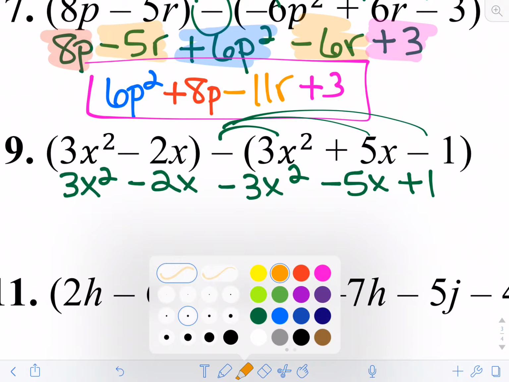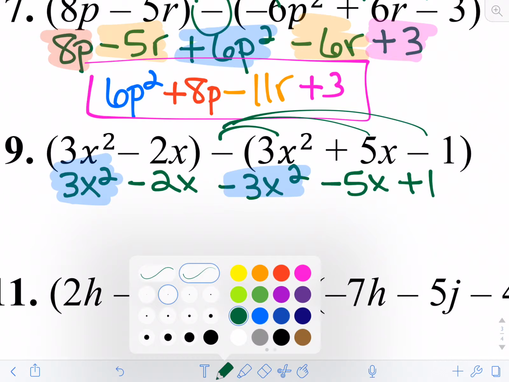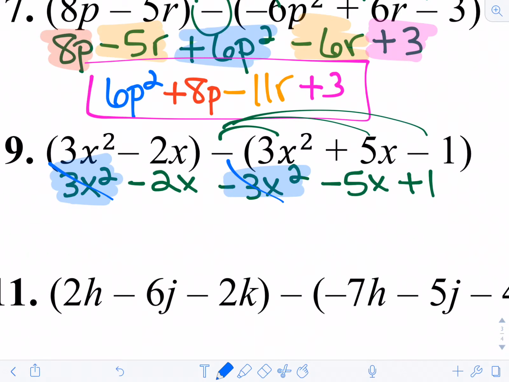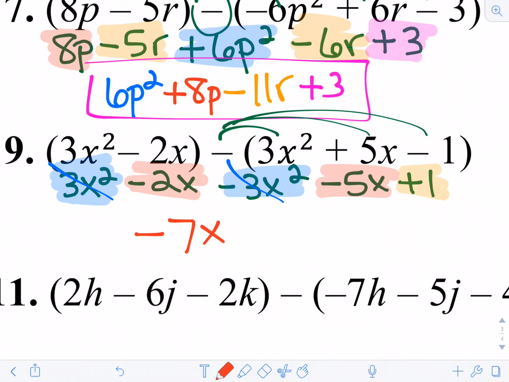Now I'm going to combine my like terms. So I see I have a 3x squared and a negative 3x squared. 3 minus 3 is 0, so these are pretty much gone. Next thing that I see is I have a negative 2x and a negative 5x. Negative 2 and negative 5 give me a negative 7, so there's negative 7x. And then the next thing that I have is a positive 1 hanging out by itself, so here I'm going to write plus 1. And that's my final answer.